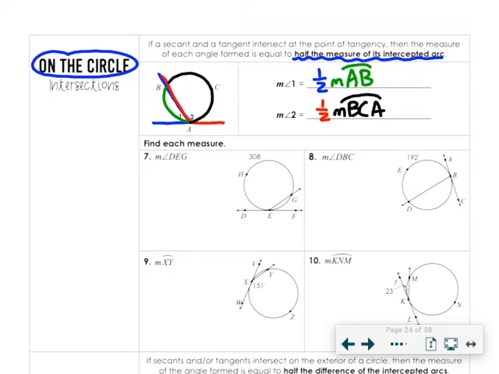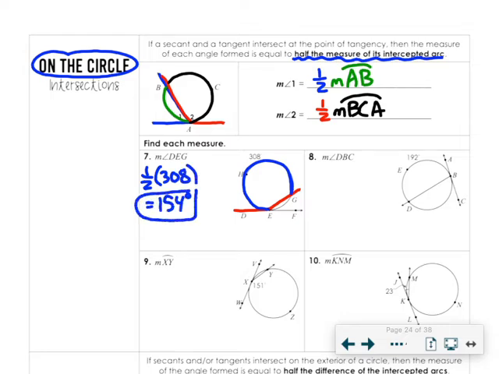So finding each measure here, they want DEG, that's this angle. Always trace what they're asking for. That's going to be half of the arc that it intercepts. So the arc starts at G and goes all the way around to E here, which is 308 degrees. So this one is just 1/2 of 308, which is 154. So the angle on the inside is 154 degrees.